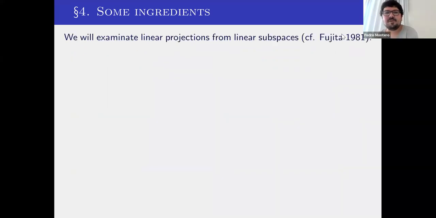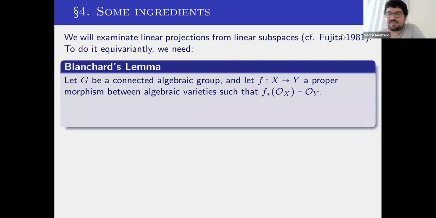Okay, now let me go to the proof. To analyze these varieties, we will use linear projections. I already described the linear subspaces, but we have to do it in an equivariant way. So the main tool, and I think this is a very important result that everyone should know, is the so-called Blanchard's lemma, which tells you the following. You have a connected algebraic group and a proper map between algebraic varieties with connected fibers.